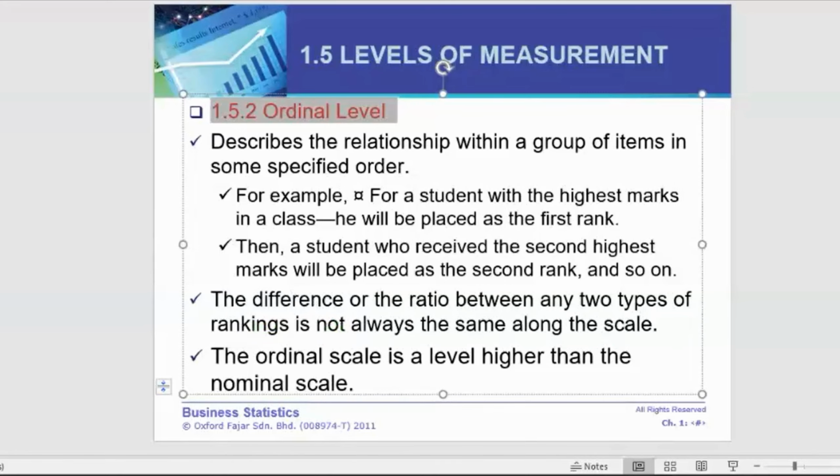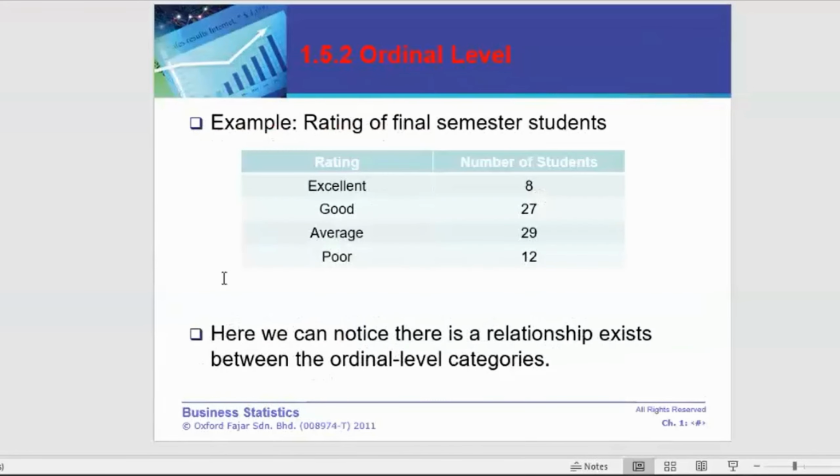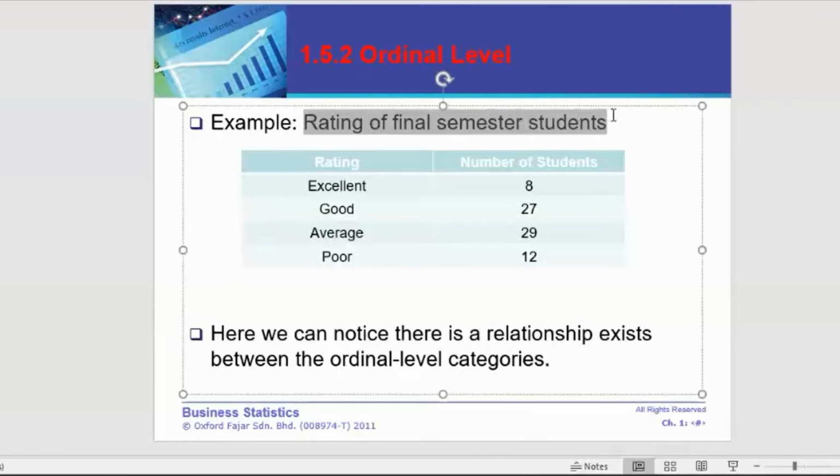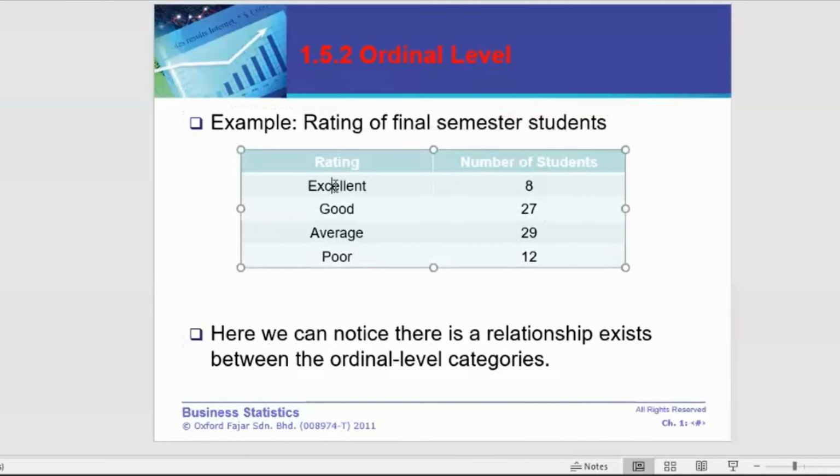Let's take an example about the ordinal level. As an example, we have the rating of final semester students, okay? Those who got excellent are 8 students. Those who got good are 27 students. Those who got average are 29 students.